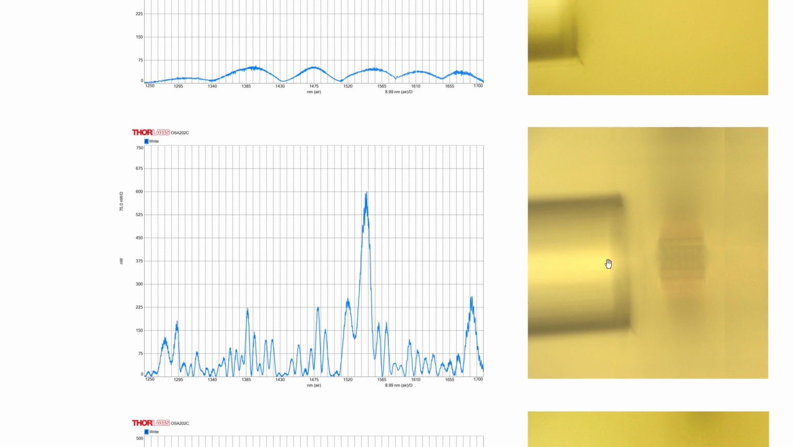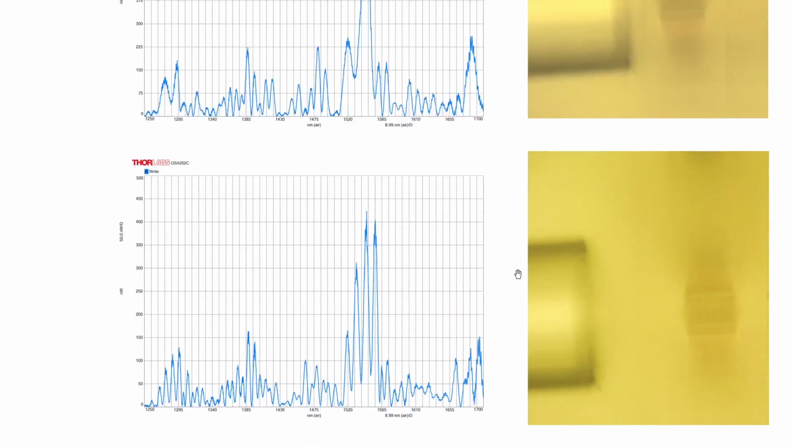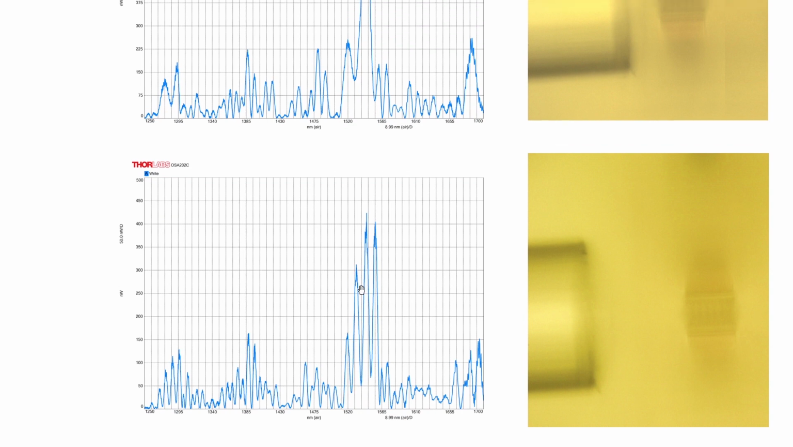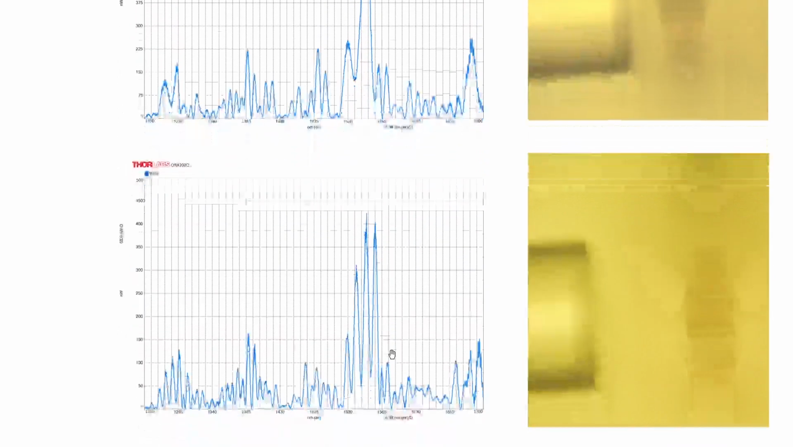And I should say here that these interference fringes depend on the distance between the fiber tip and the Bragg grating. So in the next test, what we did was increase the distance between the fiber tip and the Bragg grating, and you can see here, compared to the upper picture, how the fringes become more dense. We see more ups and downs in the spectrum.